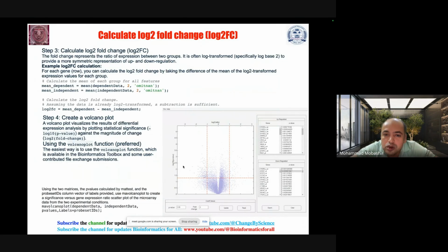Here is the minus log10 of p-values. This is log2 of fold change. So both things need to be considered simultaneously, not just one factor. If someone is doing only one, it is wrong. A volcano plot visualizes the results of differentially expressed genes by plotting statistical significance, or p-values, against fold change.